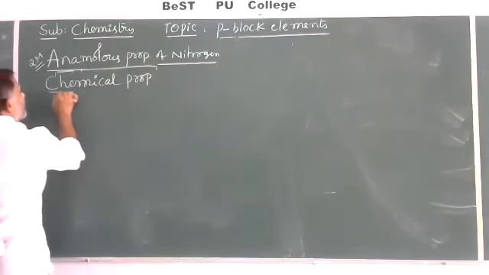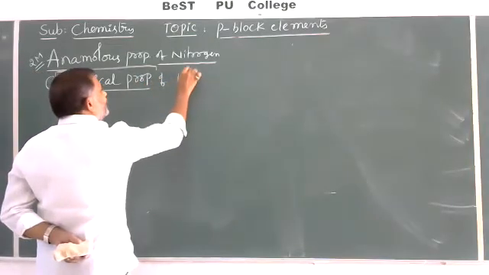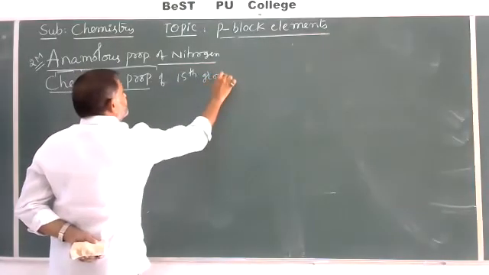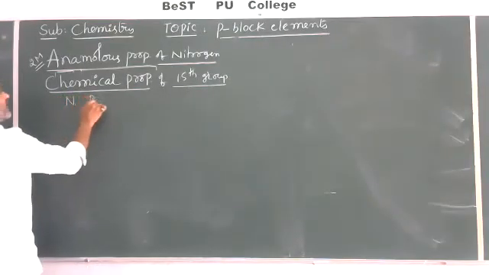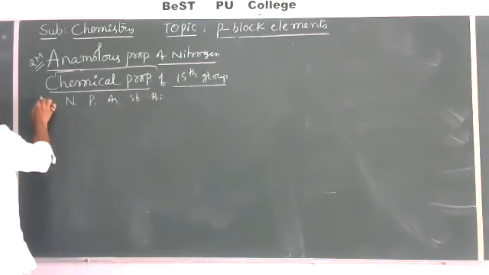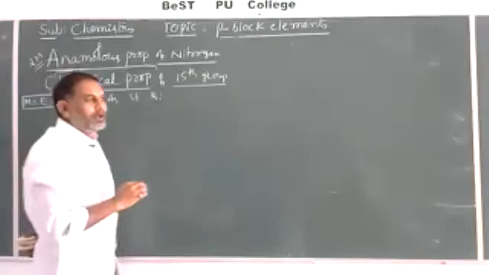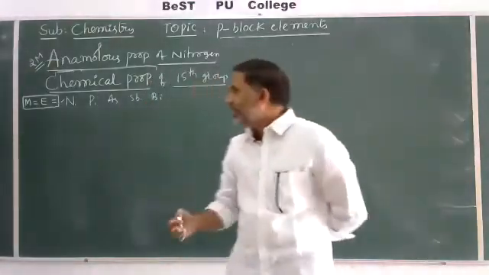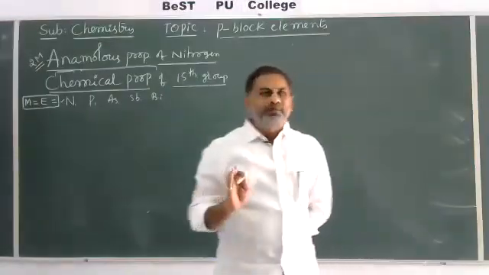Chemical properties or chemical reactivities of 15th group elements. The 15th group elements are nitrogen, phosphorus, arsenic, antimony, and bismuth. These are generally denoted by the symbol E. Elements are also denoted by M. Wherever symbols are used, it is better to use E or M for the 15th, 16th, 17th or 18th group element symbol, like nitrogen, phosphorus, arsenic, antimony, and bismuth.